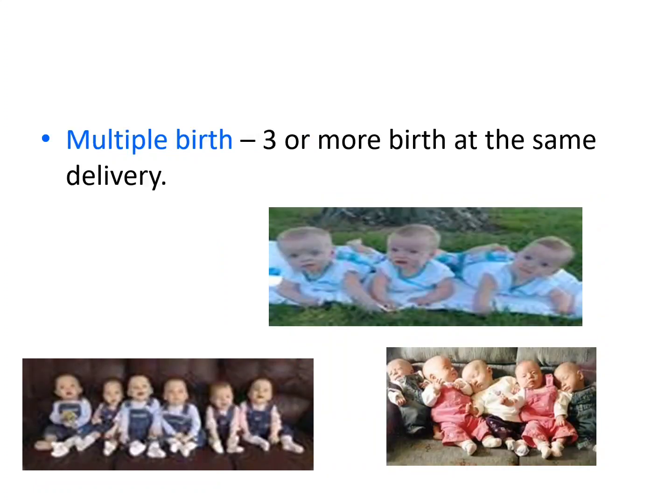So, paano naman nagkakaroon ng multiple birth? Ito yung tatlo or more birth at the same delivery. So, kapag tatlo, tinatawag natin na triplets. Pag apat, quadruplets. Kapag lima, quintuplets. Pag anim, hexaplets. Pag pito, septuplets. Pag walo, octuplets. Pag siyam, nanoplets. I think for the records, 9 ang pinakamarami na naipanganak na buhay sila lahat. Nanoplets. Okay? Paano nagkakaroon ng multiple birth?